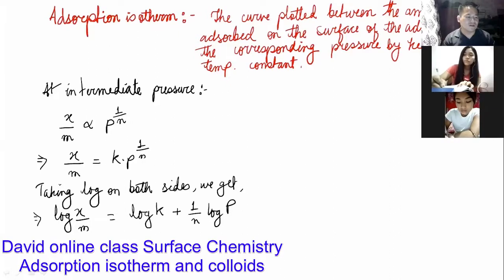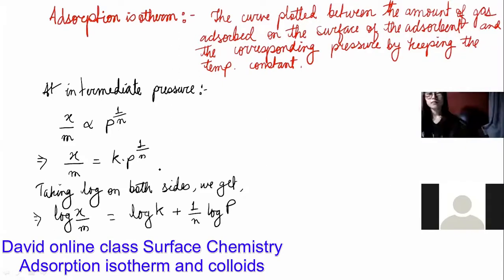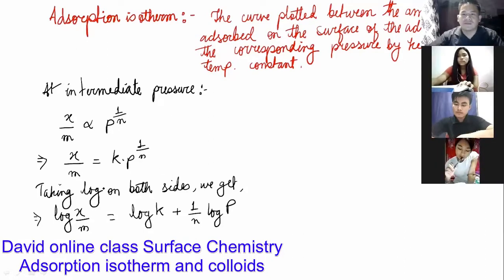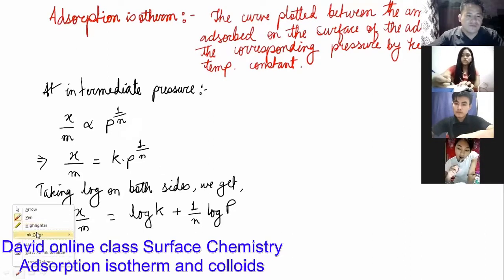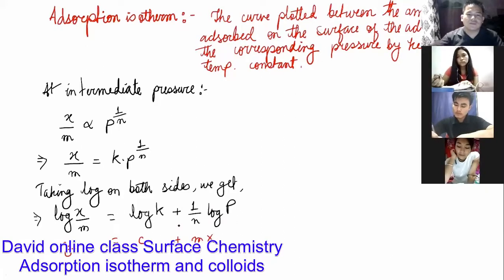Now if you observe this equation carefully, it takes the form of slope-intercept form. Do you remember the slope-intercept form? The slope-intercept form of an equation is y equals mx plus c, from class 11. So this equation is of the form y equals mx plus c, considering log x by m as y, log k as c, 1 by n as m, and log P as x. Now let us plot the graph of this particular equation.